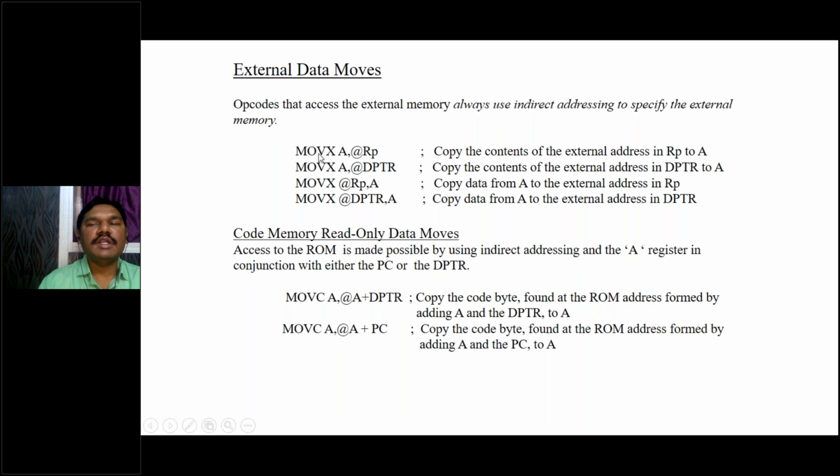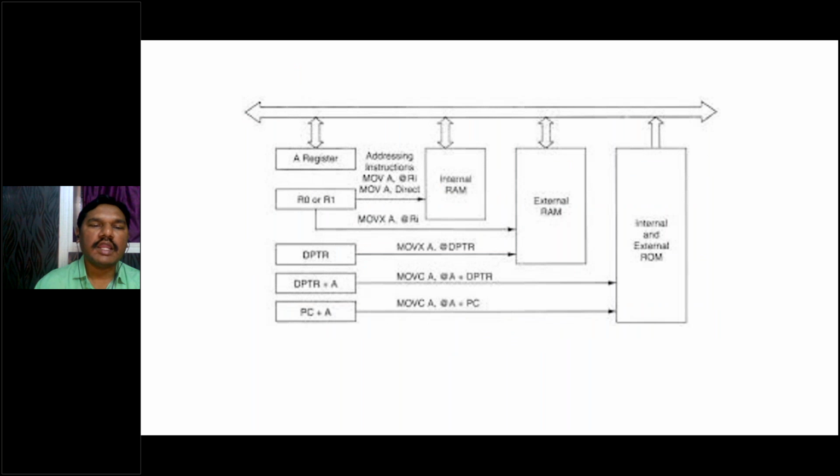MOVX is used to read data from or write data to RAM memory, and MOVC is used to read data from the ROM memory. That is called code memory. C stands for code, and X stands for external RAM memory. So these are the instructions we use to read and write data to or from RAM and ROM memory. I can explain this through this diagram also.